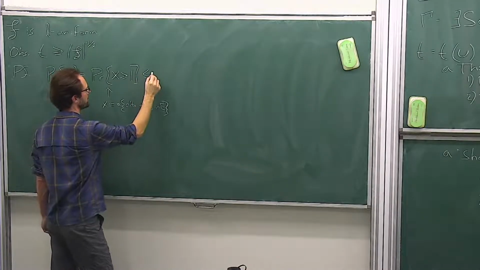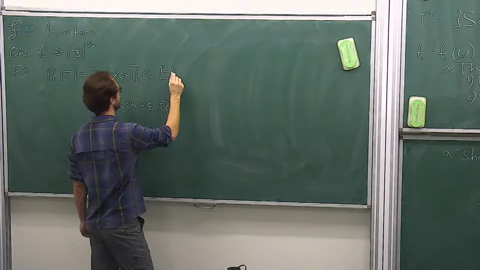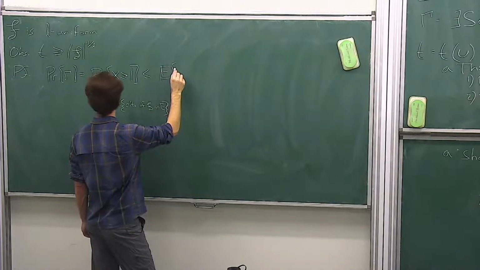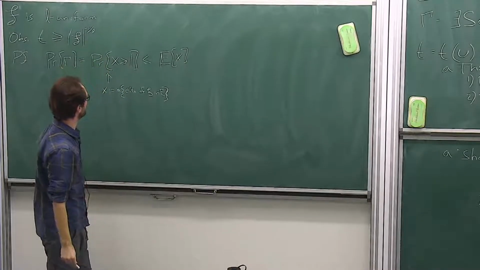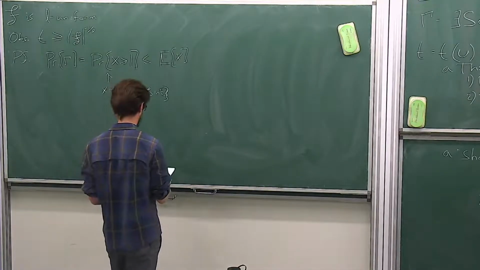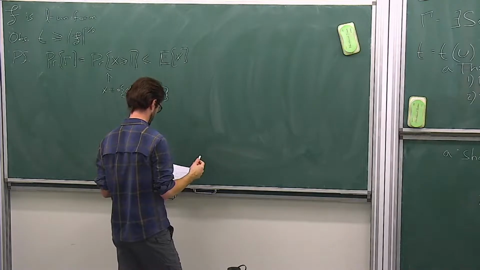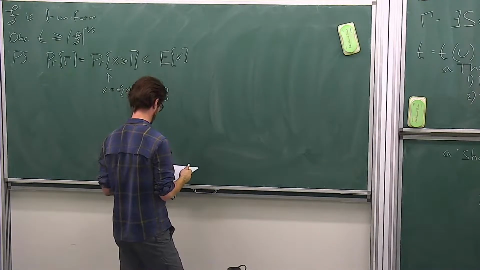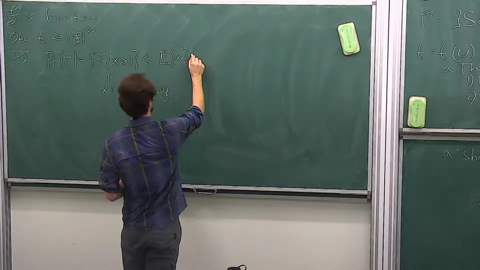And by Markov's inequality, this is at most the expected number of elements of F that are contained in E. And this we can calculate. This we can calculate quite easily.